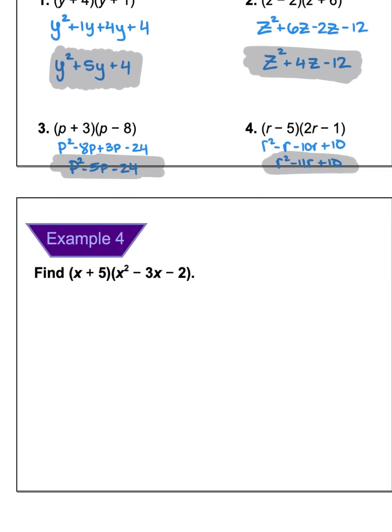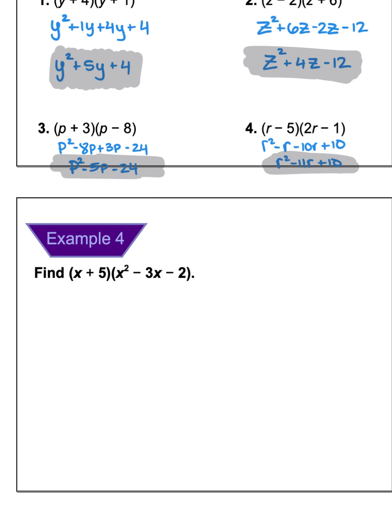All right, example number 4, last example here. This one looks a little different because we are taking a binomial where it has 2 terms right here, x plus 5, times a trinomial, x squared minus 3x minus 2. This one has 3 sections. So we can't necessarily just use FOIL, first, outside, inside, last. We have to use kind of double distributive property.